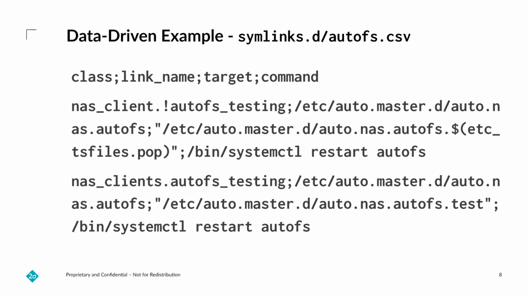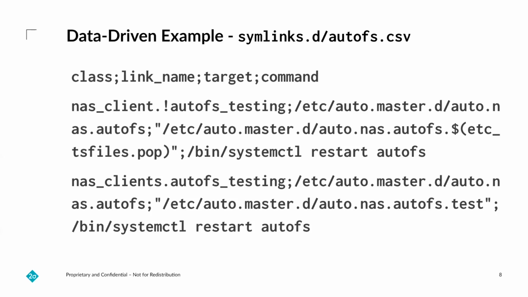Instead of having one file where we're managing absolutely everything, like all the symlinks on the system, in the same way that we manage elements of the system atomically, we have a configuration that we manage atomically, so all the AutoFS stuff would go in this CSV file.